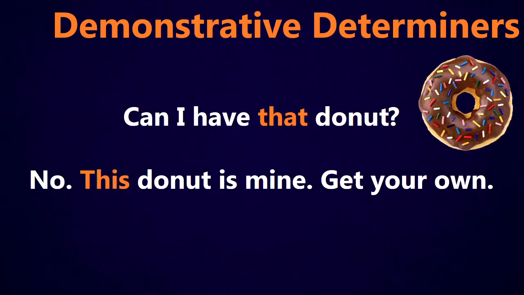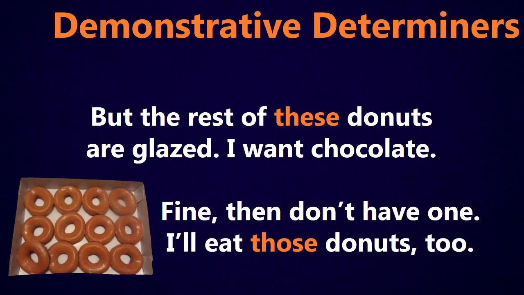So can I have that donut? No, this donut is mine. Get your own. So looking at the sentence, it says that donut. So donut is a noun, which means that that is a determiner. That didn't replace anything. It's going with the noun. No, this donut is mine. So donut is the noun. This is the determiner. Get your own. But the rest of these donuts are glazed. So these is a determiner. It's plural because donuts is a plural noun.